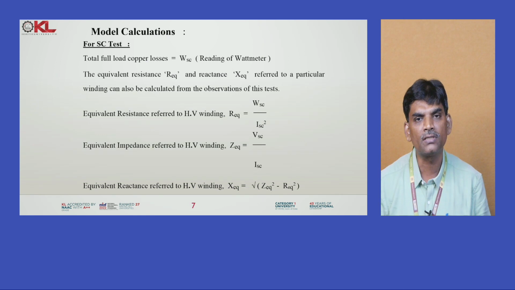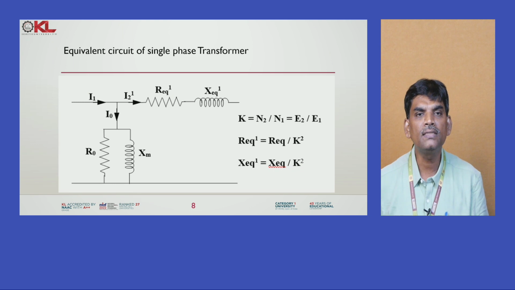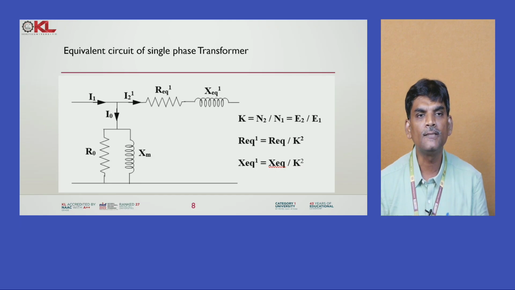By using the SC test data, we calculate the series equivalent circuit parameters of the single phase transformer, which are called the winding parameters. Here R equivalent is the total winding resistance of the transformer with respect to the HV side, and Z equivalent is the total impedance of the winding with respect to HV. Finally, by using that formula we calculate the X equivalent of the winding with respect to the HV side. So, this is the equivalent circuit, and R equivalent dash and X equivalent dash are referred to the HV side.